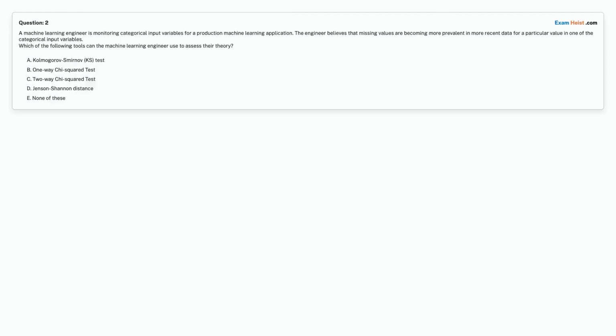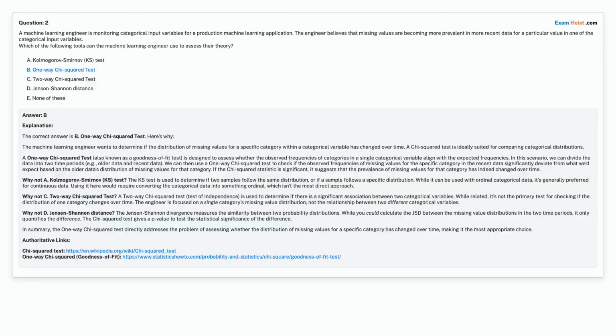Option A. Kolmogorov-Smirnov (KS) test. Option B. One-way chi-squared test. Option C. Two-way chi-squared test. Option D. Jensen-Shannon distance. Option E. None of these. Choose the correct answer. Correct answer is Option B. One-way chi-squared test.